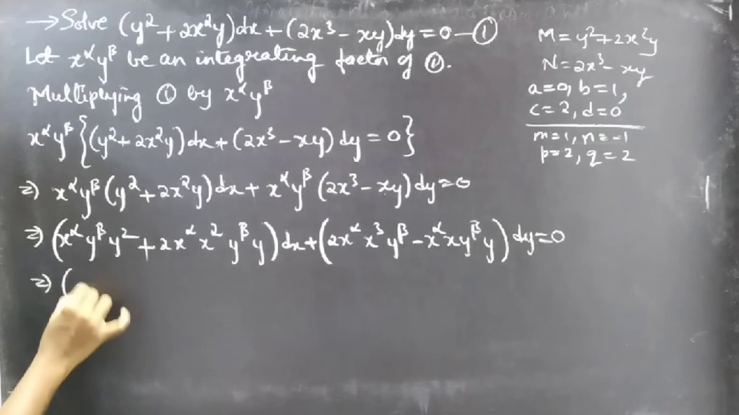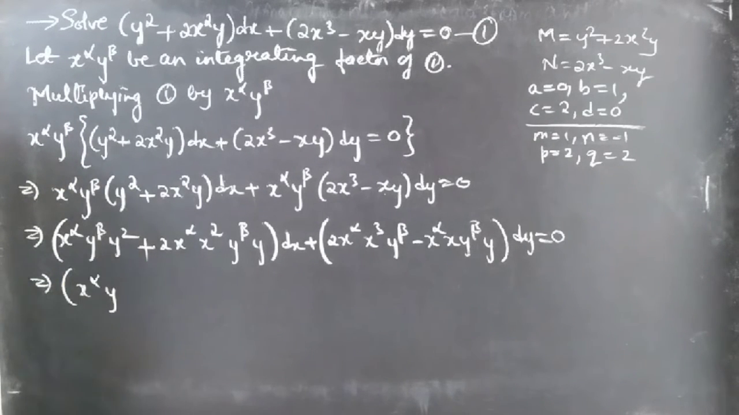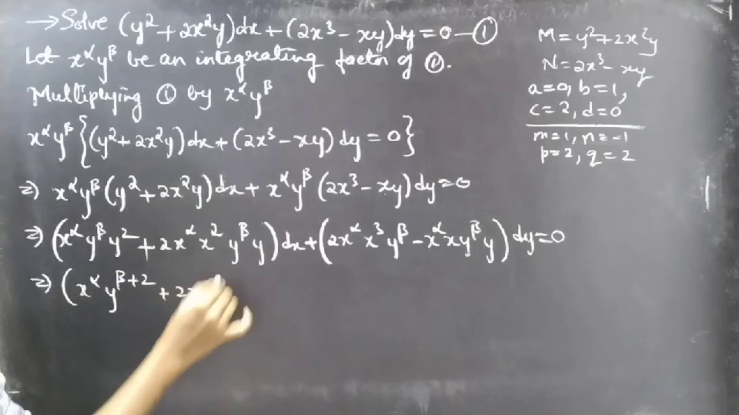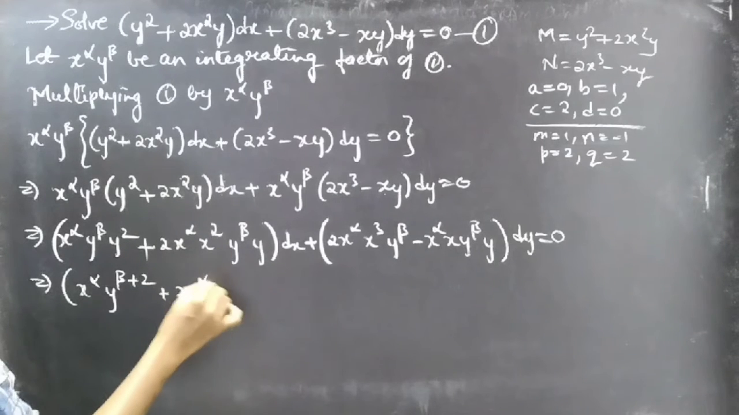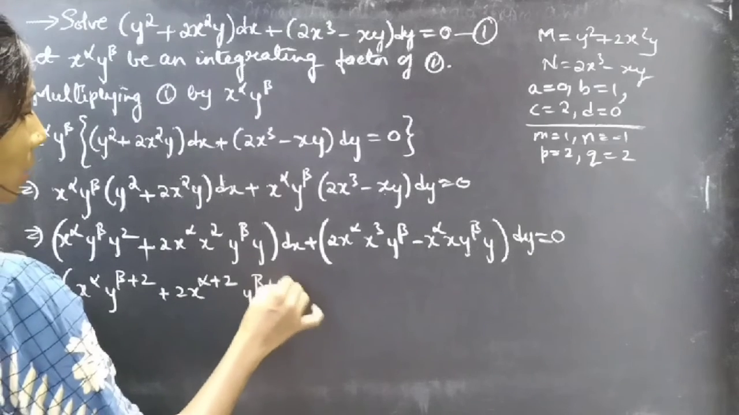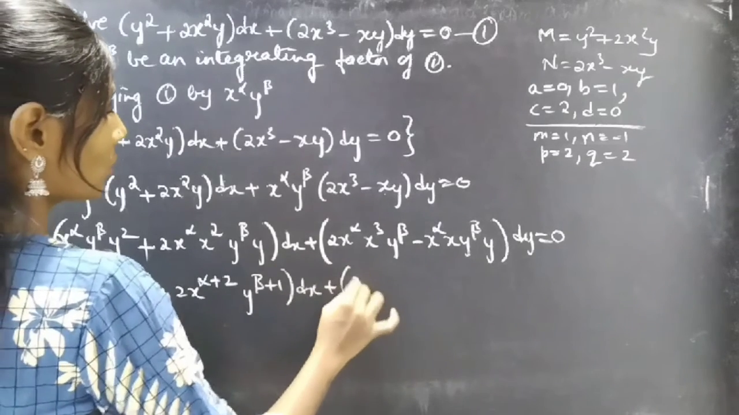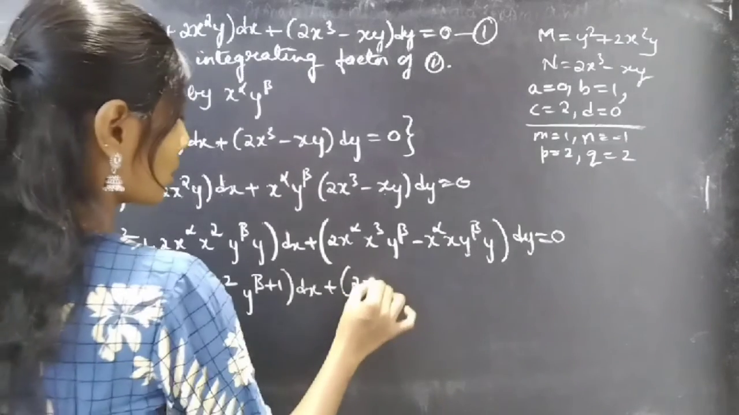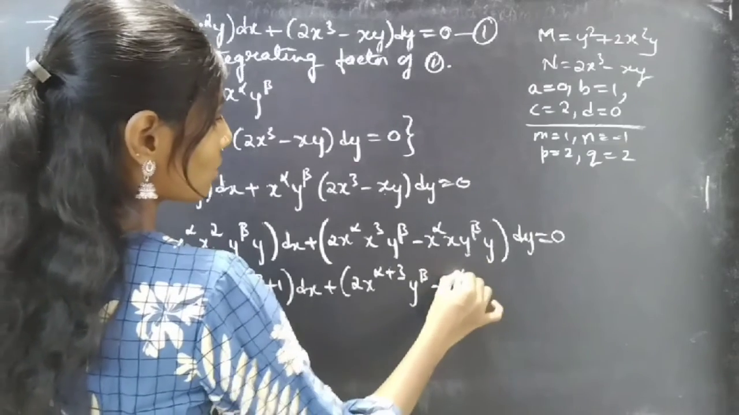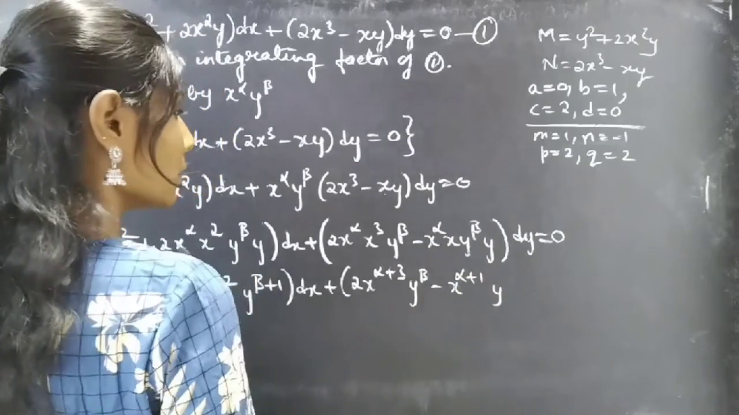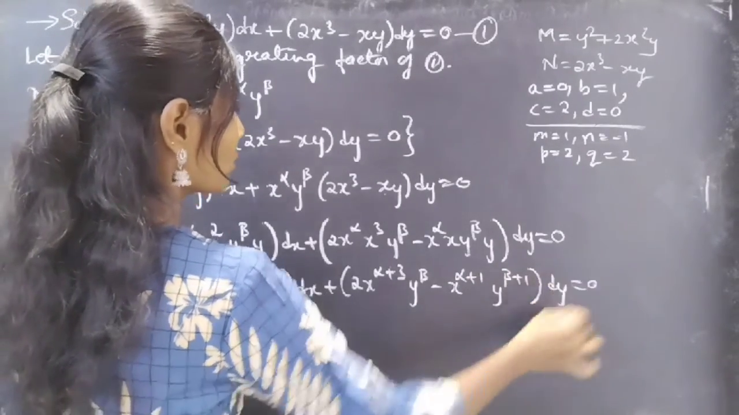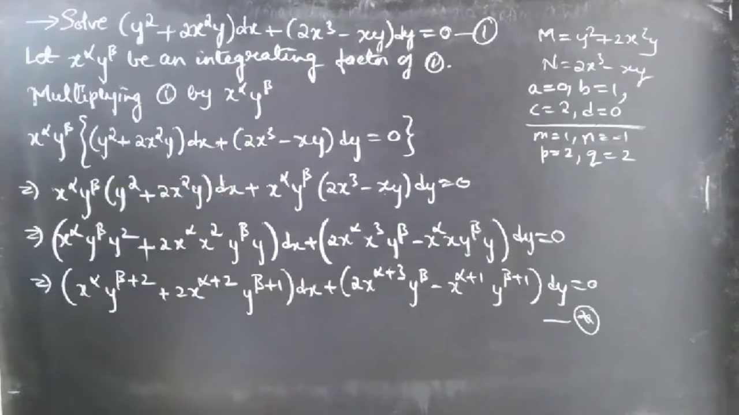Now we can write this as x power alpha y power beta into y square gives y power beta plus 2, plus 2 x power alpha into x square gives x power alpha plus 2, y power beta into y gives y power beta plus 1, into dx, plus 2 into x power alpha into x cube gives x power alpha plus 3 into y power beta, minus x power alpha into x gives x power alpha plus 1 and y power beta into y gives y power beta plus 1, into dy equal to 0. Consider this as equation asterisk.